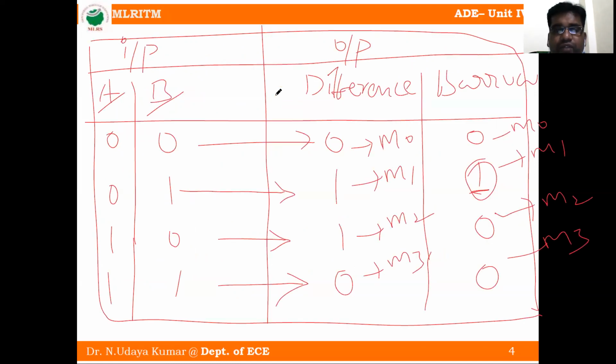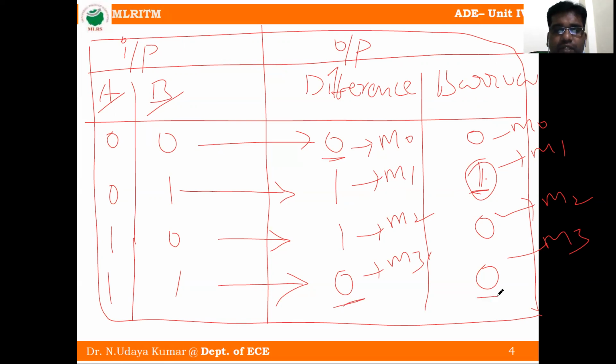Okay, so for example, here the inputs are 0 0, 0 1, 1 0, 1 1. So 0 minus 0 is equal to 0. 0 minus 1 is equal to 1 with borrow, meaning 1. 1 minus 0 is equal to 1. Difference is 1, and there is no borrow, meaning 0. 1 minus 1, difference is 0 and there is no borrow, meaning 0.